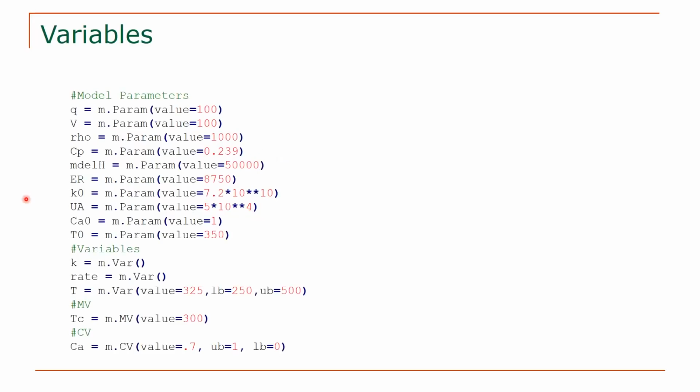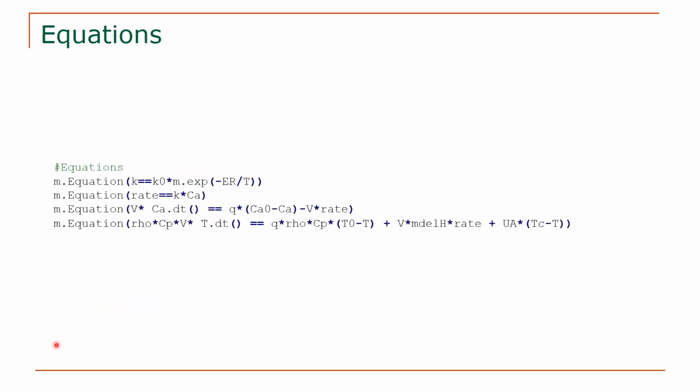So then we define all of our variable flow rates and volumes, densities, and heat capacities. These are all just fixed parameters. They could be constants as well. Then some of our variables here, and like I said, this is our manipulated variable, the cooling jacket temperature, and concentration is our controlled variable. So we'll use those variables here in our equations.